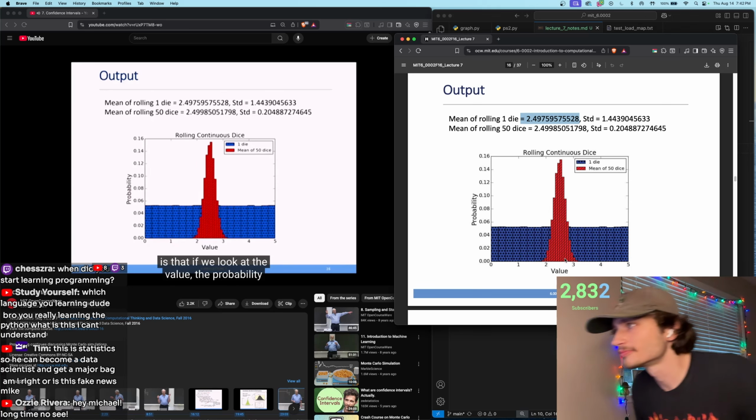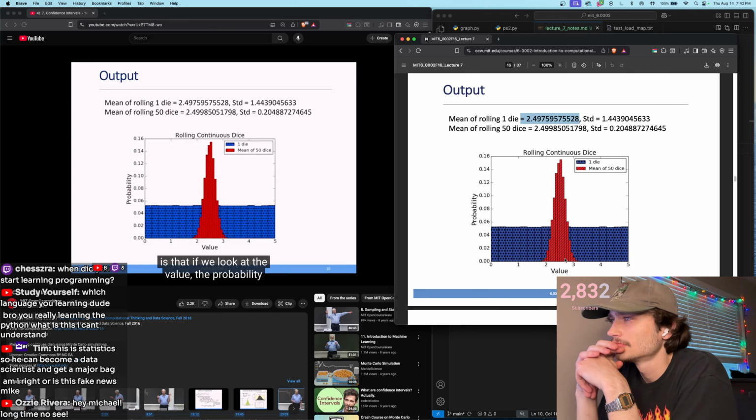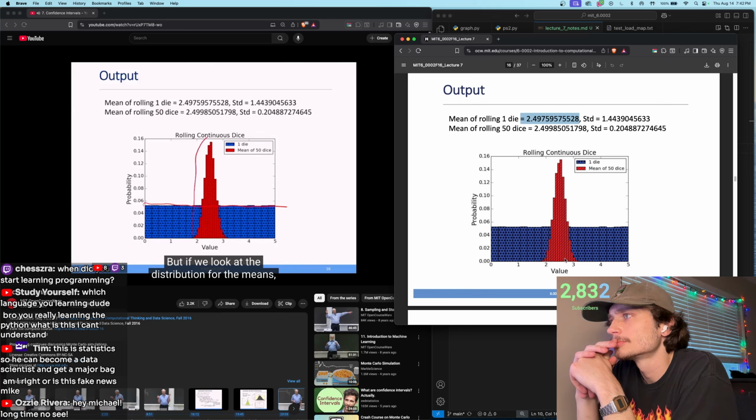More importantly, what we see here is, if we look at the value, the probability is flat for all possible values between 0 and 5 for a single die. But if we look at the distribution for the means, it's not quite Gaussian, but it's pretty close.